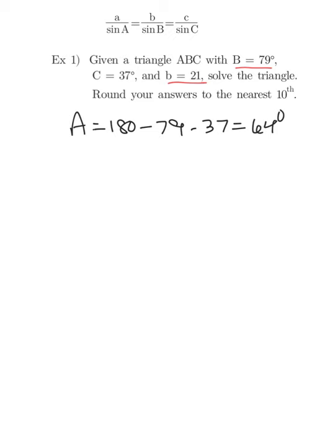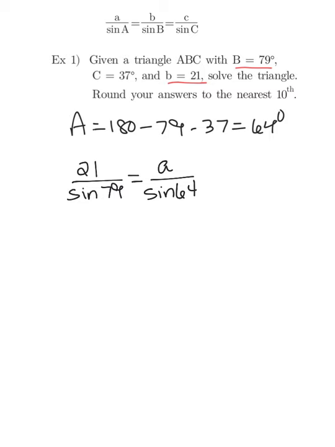When we are going to use the law of sines, we set up this ratio. We're going to start with the pair that we have. We know side B, so you put side B over the sine of the angle, which has to equal, let's look for side A, just going alphabetically, side A over the sine of angle A, which we just found to be 64 degrees. Now we need to solve for A.